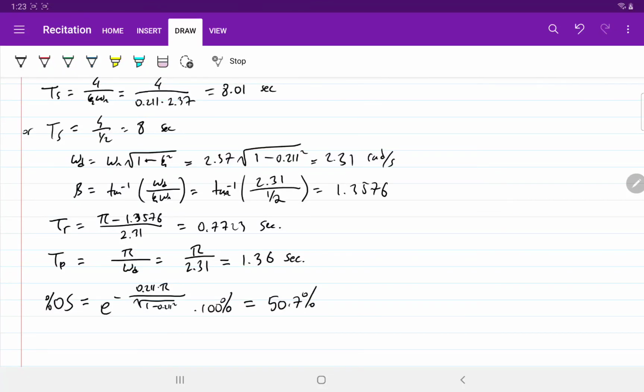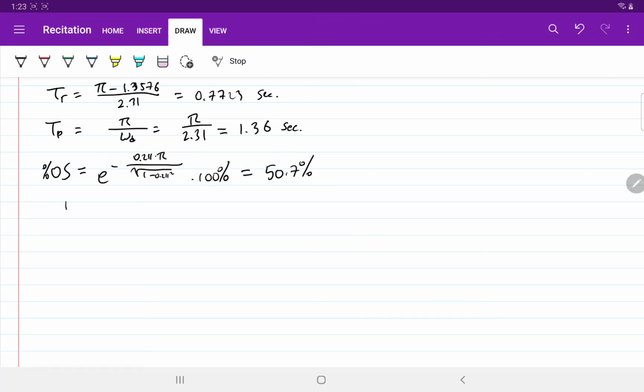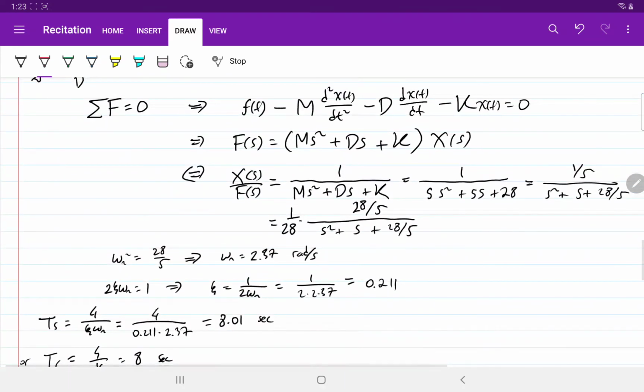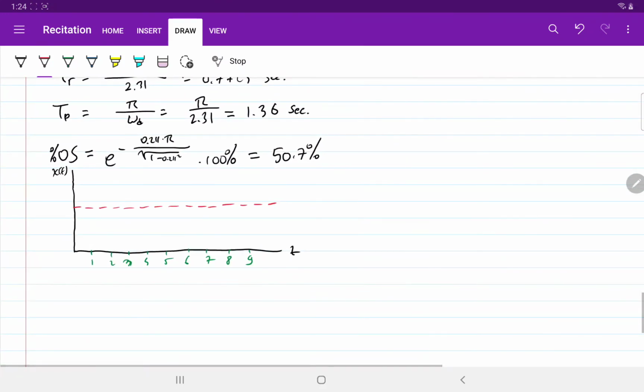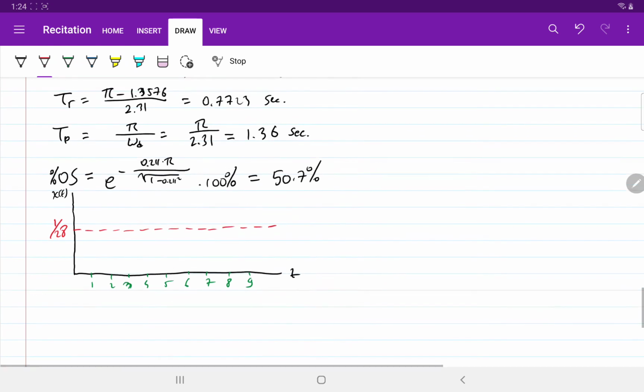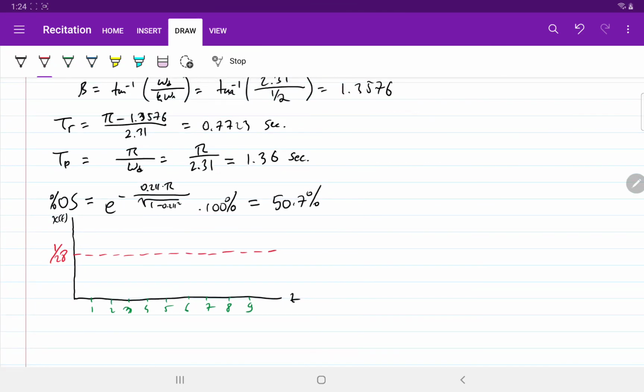All right, so from here we should be able to sketch the trajectory of the output. This is the time axis, 1, 2, 3, 4, 5, 6 and so on, and this is x of t, right? Say this is the steady state value. So what is the steady state value here? The steady state value here is 1 over 28. And the rise time is 0.77, peak time is 1.36.